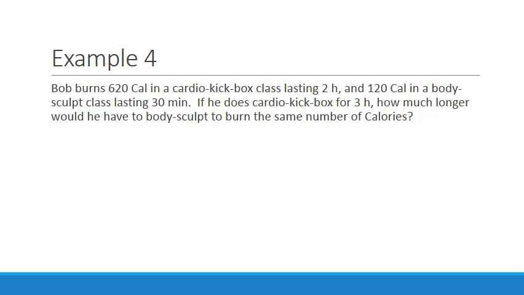Anyway, what we're going to do here is figure out, first of all, how many calories Bob is going to burn in his 3-hour class. So, just some things I know: 620 calories in 2 hours in the kickboxing, and then we know 120 calories in the body sculpt class, which is 30 minutes.